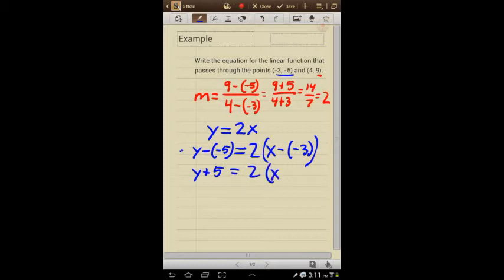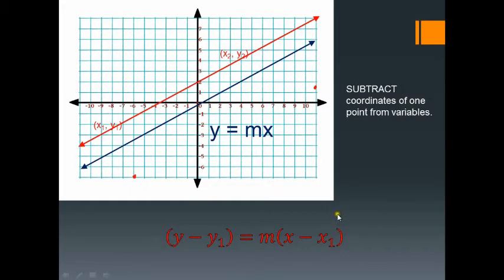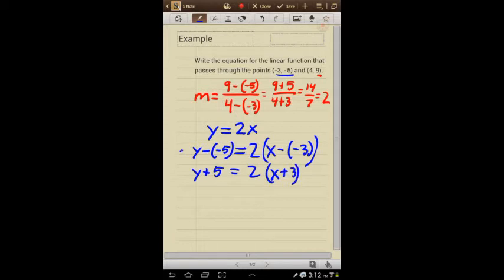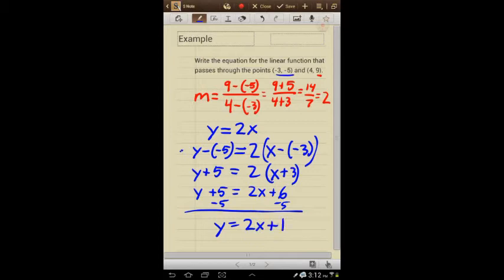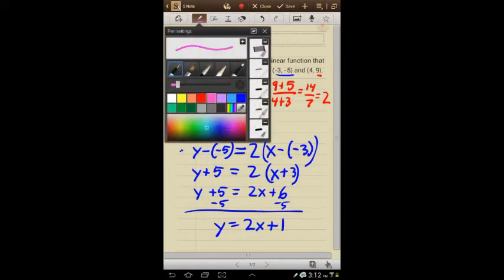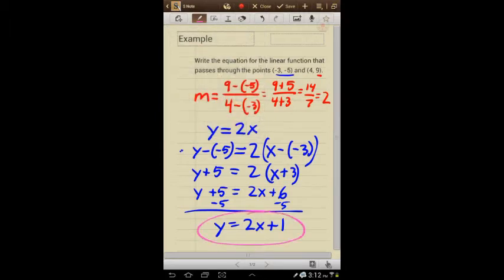That's all that fancy formula from the PowerPoint is doing. You're subtracting the coordinates so that way the line moves. So that'll be x plus 3. And from here we just need to get y by itself. So a little distributive property. Subtract the 5 to the other side. 2x plus 1. There's the equation of the line.